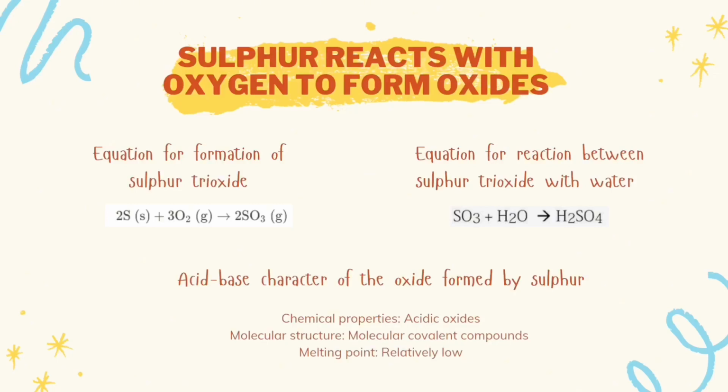Lastly, the acid-base character of the oxide formed by sulfur includes the chemical properties, which will be an acidic oxide, the molecular structure, which is molecular covalent compounds, and melting point that is relatively low.